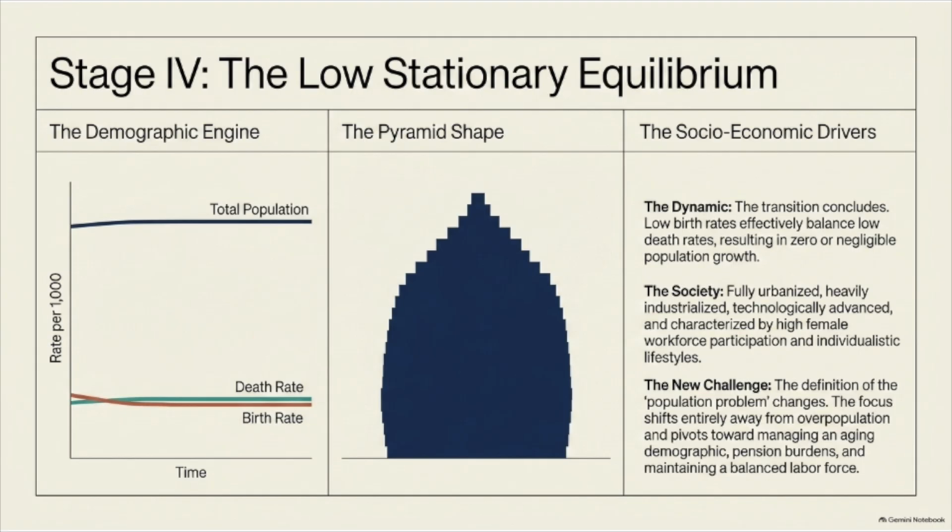Here, the transition concludes as low birth rates effectively balance low death rates, resulting in zero or negligible population growth. The society becomes fully urbanized, heavily industrialized, technologically advanced, and characterized by high female workforce participation and individualistic lifestyles. The new challenge here is that the definition of the population problem changes and the focus shifts entirely away from overpopulation, pivoting instead toward managing an aging demographic, pension burdens, and maintaining a balanced labor force.